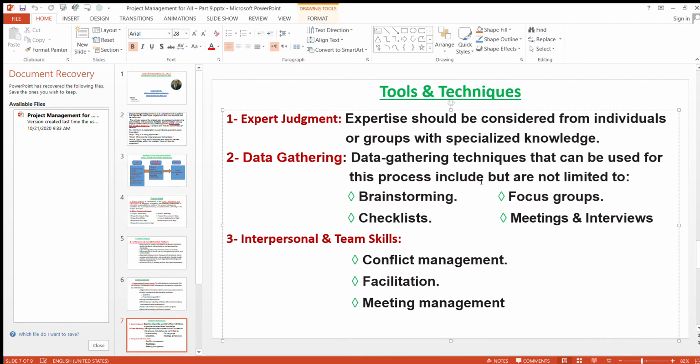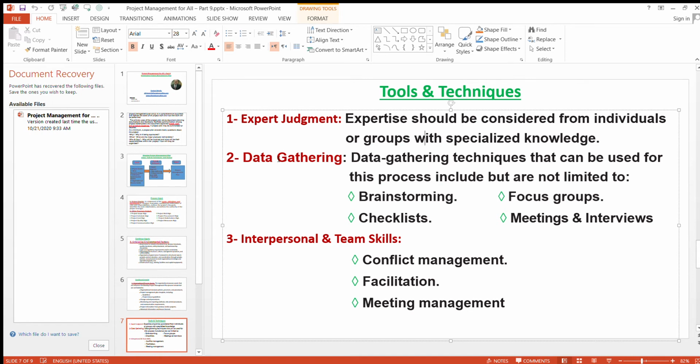So what are the tools and techniques we use to produce the project management plan? The first one is the expert judgment. So we should use the expertise of other people and groups. Expertise should be considered from individuals or groups with specialized knowledge. And these people and groups could even be external to the company or to the organization.